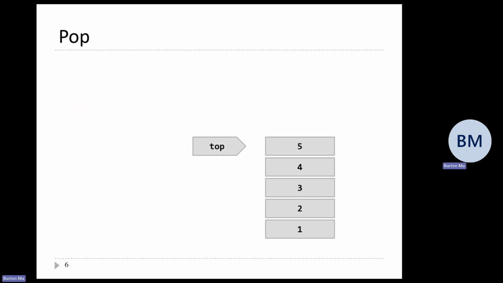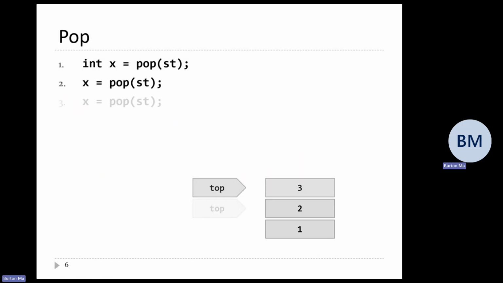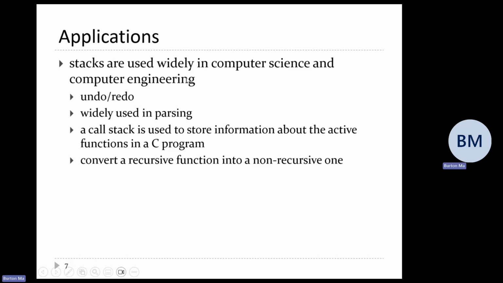Right, when you pop an element from the stack, you're going to remove the top element from the stack and return it back to the caller. Right, so if I pop the 5 off the top of the stack ST, you end up with the number 5. Right, X becomes 5, then it becomes 4, and 3, and 2, 1. Right, and now you have an empty stack again. Right, stacks are widely used in computer science and engineering. Right, so again, if you're in 124, you would have seen this already.